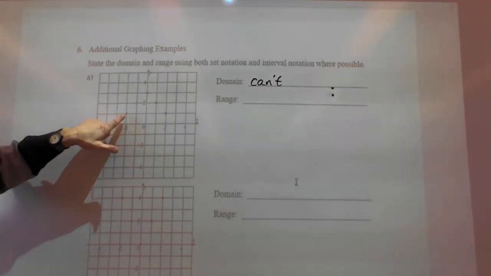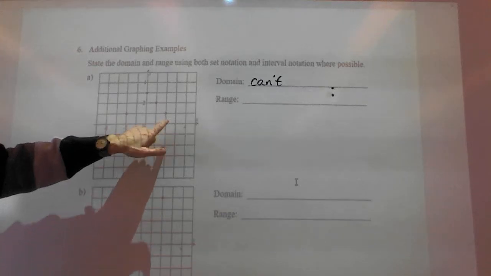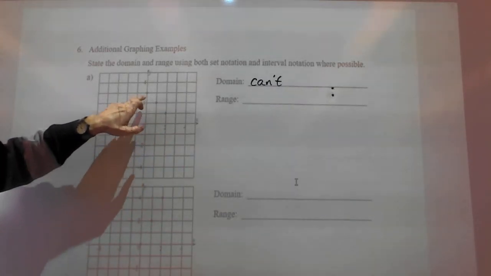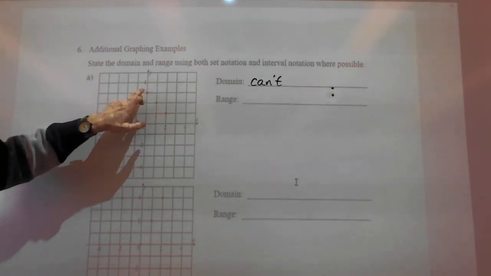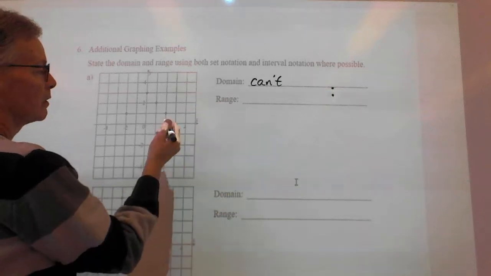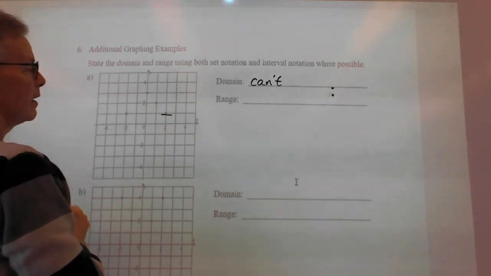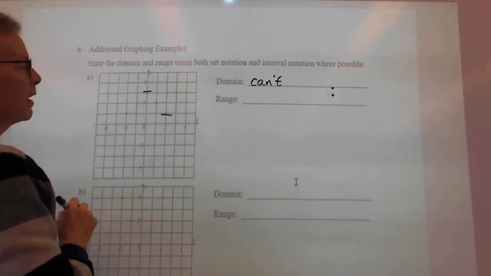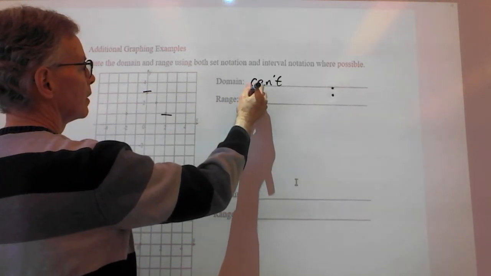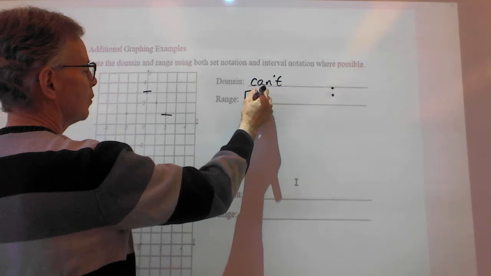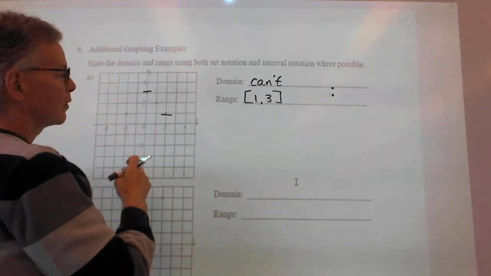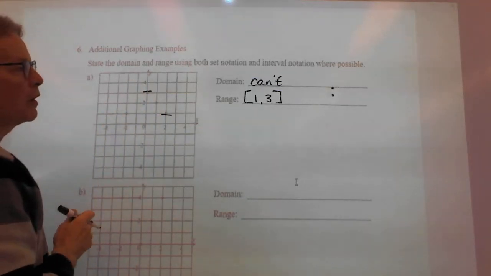Now, if you look at the range, it is okay, because you have a low at 1, you have something at 2, you have something at 3. So you have consecutive values. So for the range, you're good. You have a low at 1, a high at 3, and so your range simply becomes a low of 1, a high of 3. We use square brackets because 1 and 3 are both included.